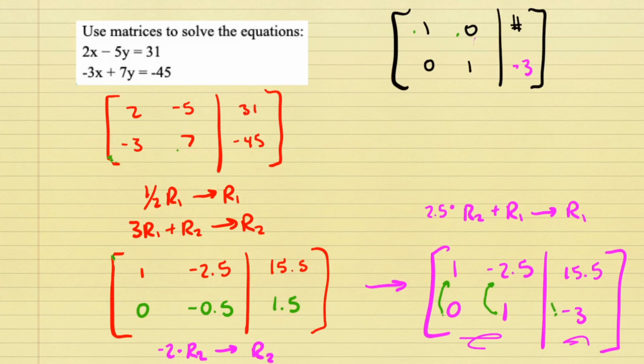2.5 times this number, adding it to the top. So positive 2.5. 2.5 times negative 3 is negative 7.5. I add it to the 15.5. And the top number ends up being an 8. Perfect, 8. So that number goes here.